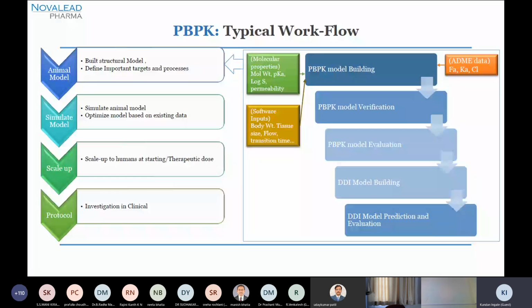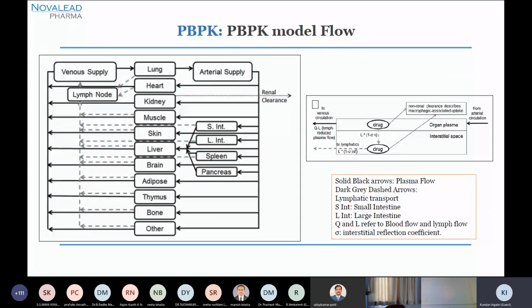Then you go for the model evaluation, wherein you simulate the model and try to see how it predicts for a different species or the same species at a different dosing level. Once your PBPK model is done, you can further apply it for drug-drug interaction model building and drug-drug interaction prediction. So this is a typical workflow we'll see for PBPK modeling. We'll also see how this modeling actually happens.